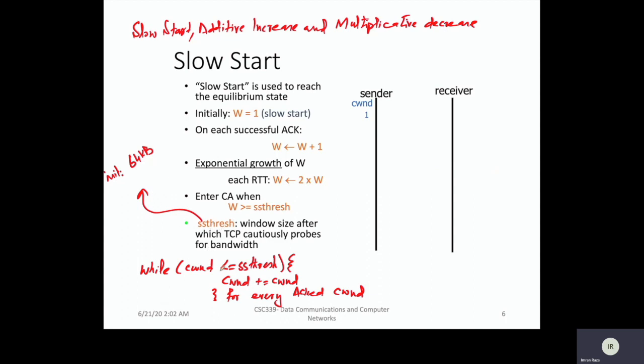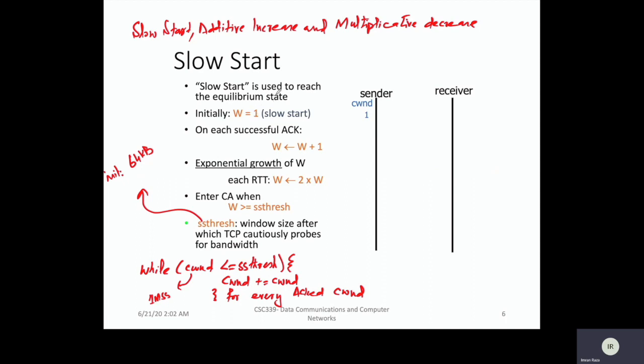We have just covered in the previous lecture that the initial congestion window size is 1 MSS, maximum segment size. So while the congestion window size is less than or equal to the slow start threshold, we will increase the window size exponentially for every acknowledged congestion window. Initially, as we have discussed earlier, the window size is equal to 1.